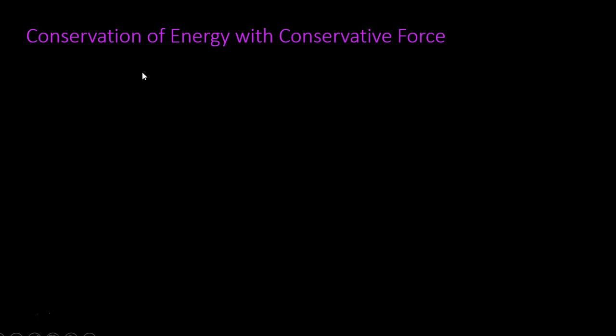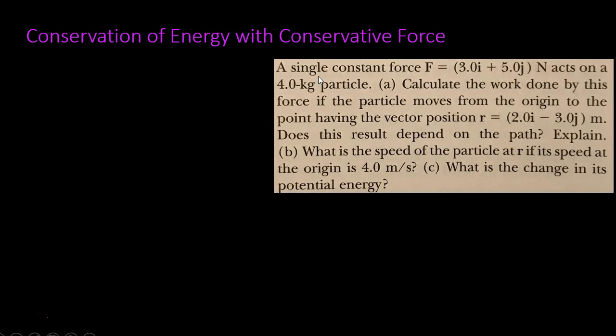Let's solve some problems. First, we're going to look at the conservation of energy when we have a conservative force. Here's a problem. We have a single constant force acting on a 4 kilogram particle. It's asking us to calculate the work done by this force if the particle moves from the origin to a position specified by this vector. Does the result depend on the path? We need to explain that. Part B, what is the speed of the particle at position R if its speed at the origin was 4 meters per second? And finally, what is the change in its potential energy?